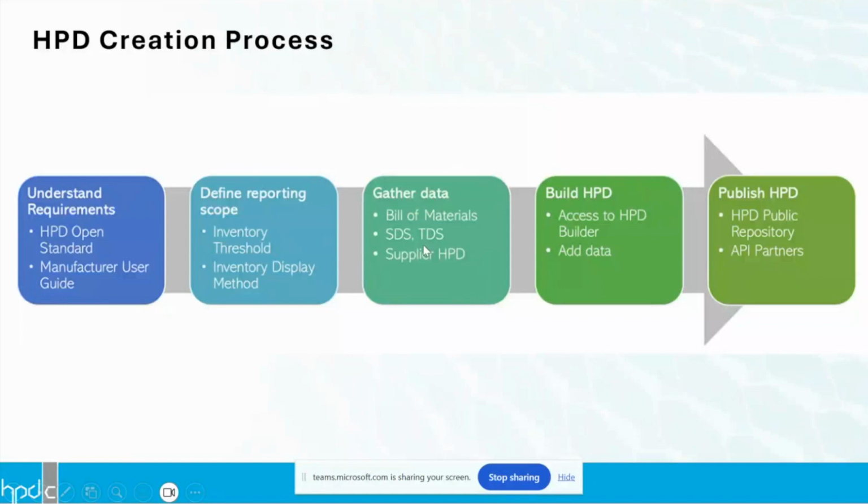Sometimes, based on the achievements that you make in this stage, you can redefine the scope and decide that maybe you cannot report at the more detailed level, but still create an HPD that is aligned with the HPD Open Standard. Once you have all the data gathered, you can build the HPD using the HPD Builder and then publish the HPD in the repository.